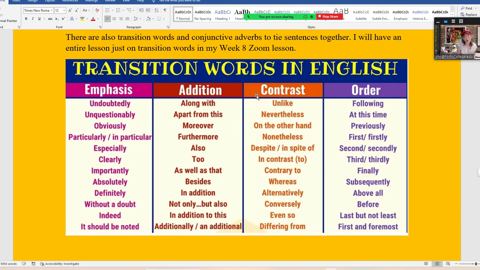If you want, you could go ahead and watch week 8. I think I have my week 8 notes. You can even take a look at the week 8 notes ahead of time. I don't remember if I put those notes up ahead of time. Anyway, and then of course you have your adverbs of time.